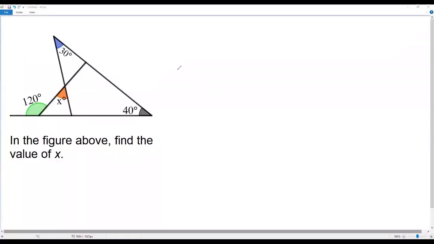Here we have a geometry problem. Okay, let's go to the question. In the figure above, find the value of x. In the given figure, we have to find the value of x we have over here.